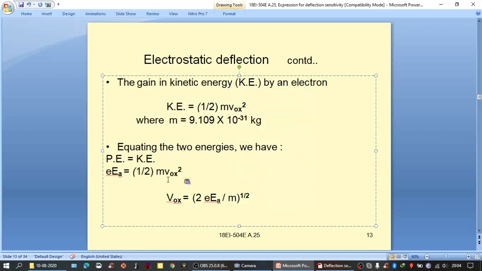So, potential energy equated to kinetic energy gives the expression. This 2 can be taken to the left hand side, so it is 2EA. M is brought to the left hand side, it will be in the denominator. So, it is 2EA by m, and VOx whole square is this one. When you want the velocity VOx, then it is square root of 2EA by m, or in other words 2EA by m power half.